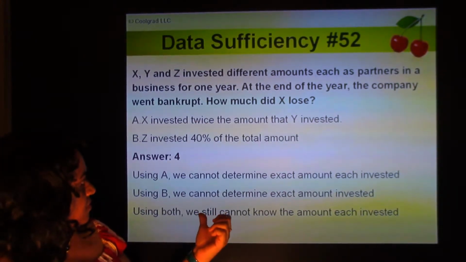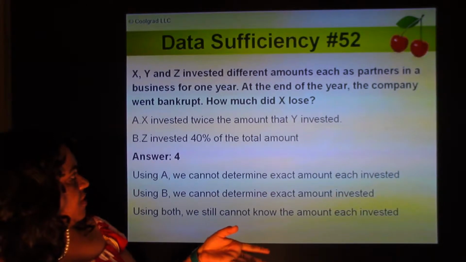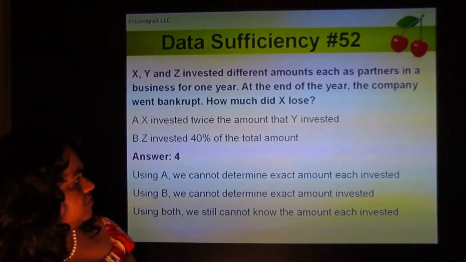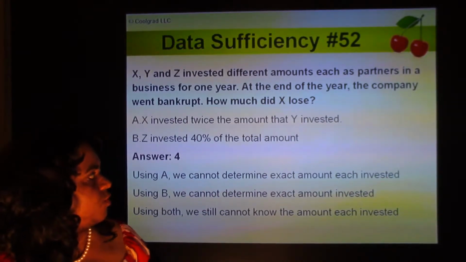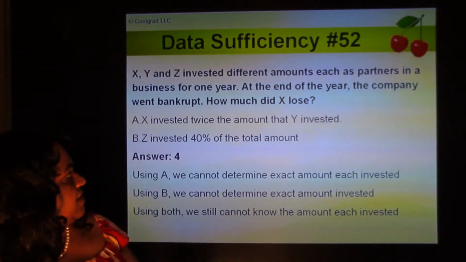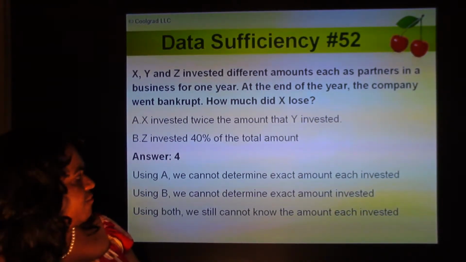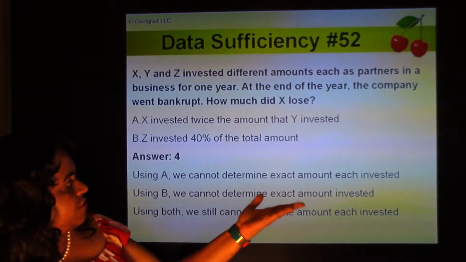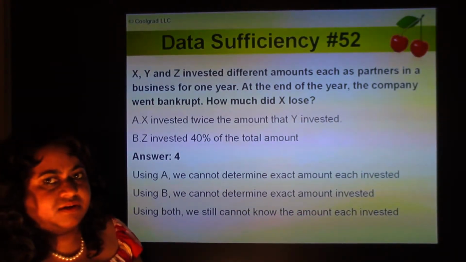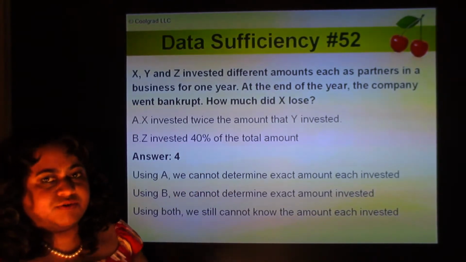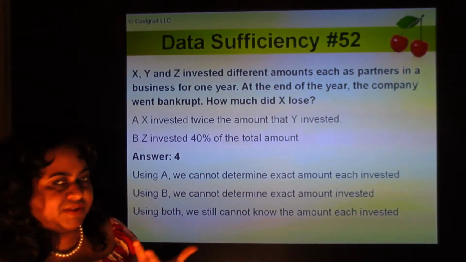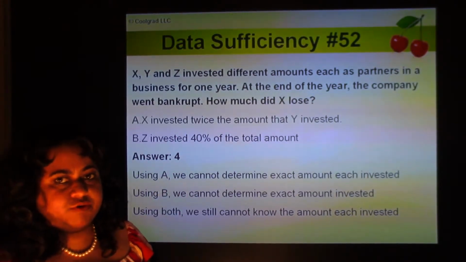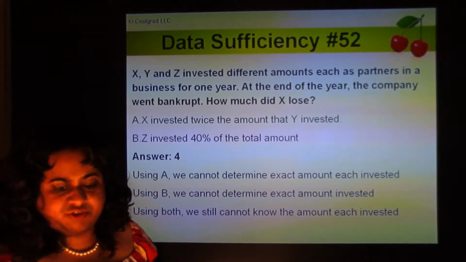Using statement B alone, Z invested 40% of the total amount. So X plus Y invested 60% of it, and X invested twice of Y. So 3Y is 60%, so Y invested 20% and X invested 40% and Z invested 40%. So using both, we still don't know the exact amount. We know the percentages, but we don't know how much amount they invested. So clearly, using both, we still don't know how much loss they suffered. So we pick option 4. Both the statements together are insufficient.